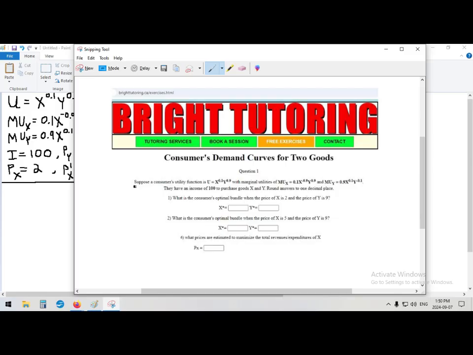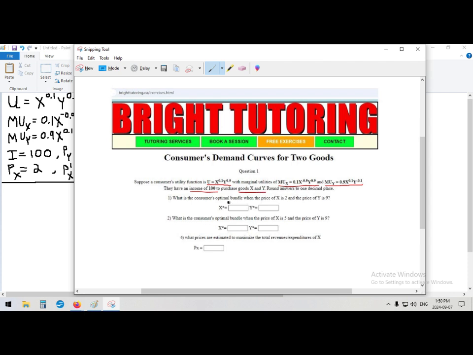So here's the question. Suppose we have a consumer with a Cobb-Douglas utility function of u equals x to the 0.1 times y to the 0.9, which gives them a marginal utility of x, MUx, equals 0.1 times x to the negative 0.9 times y to the 0.9, and a marginal utility of y equal to 0.9 x to the 0.1 y to the negative 0.1. And the consumer has $100 to spend to purchase goods X and Y.